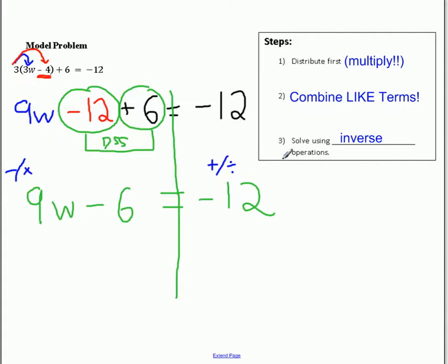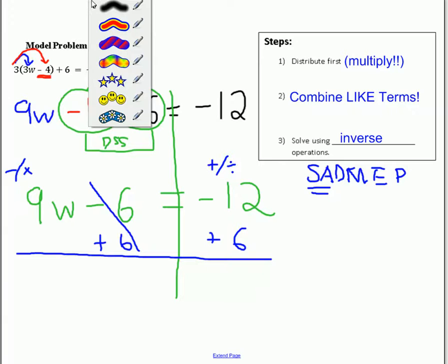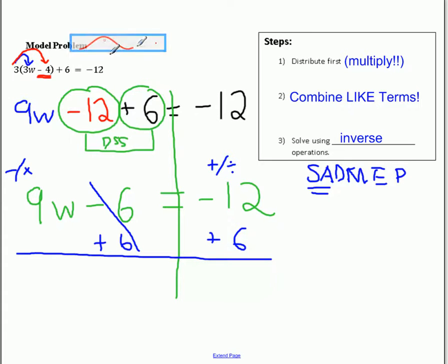According to SAD MAP, remember we've said that a few times too. Let's see if my typing can work. SAD MAP, I have to do adding and subtracting first. So I'm going to add 6 on both sides. Okay? Which is good. My 6's are going to cross out.